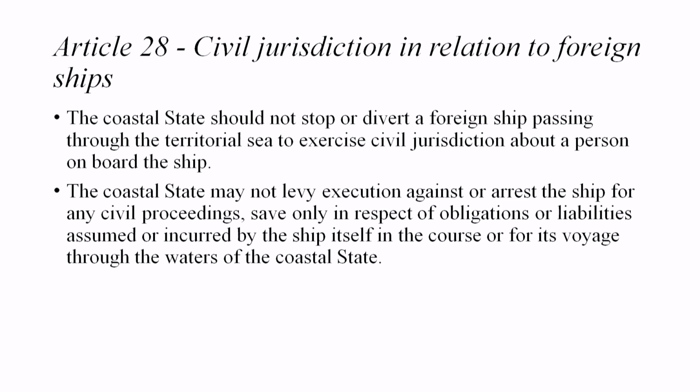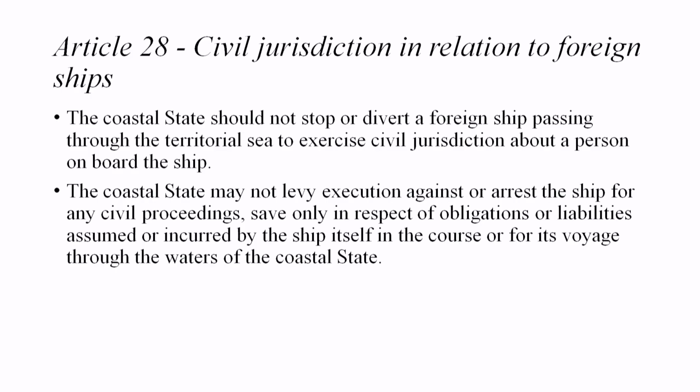Yesterday we discussed up till the criminal jurisdiction of the coastal state: the criminal jurisdiction that the coastal state can apply to any ship that has entered close to its territorial waters, and when it finds that some crime has been committed, to what extent the coastal state has criminal jurisdiction, and what the limitations to that criminal jurisdiction are. Today we discuss the civil jurisdiction in relation to foreign ships.